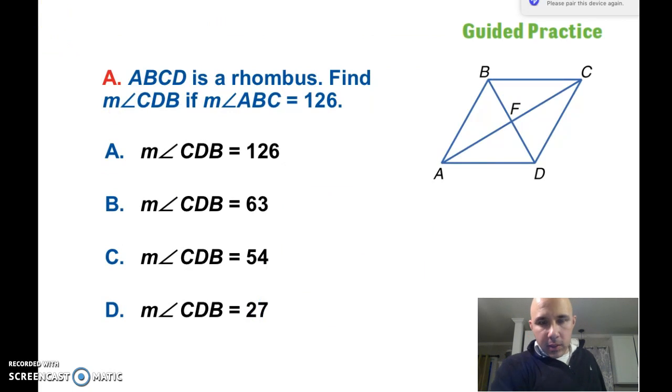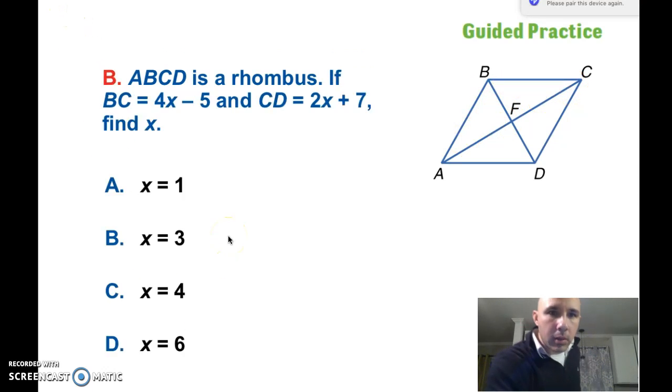Okay, this question is for you. This is the guided practice for the first example. ABCD is a rhombus. You want to find the measure of CDB if ABC is 126. All right, remember the properties of a rhombus to solve this.